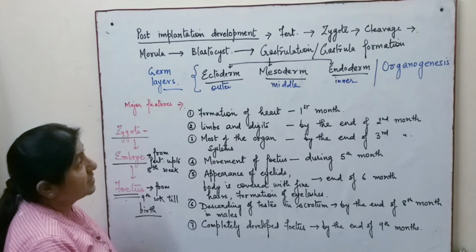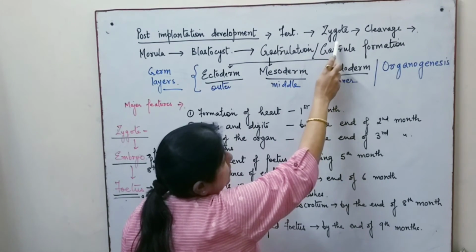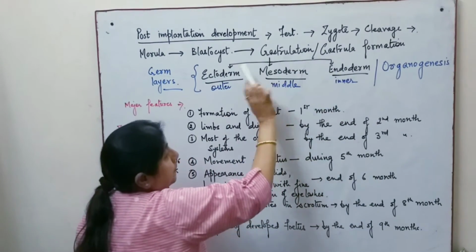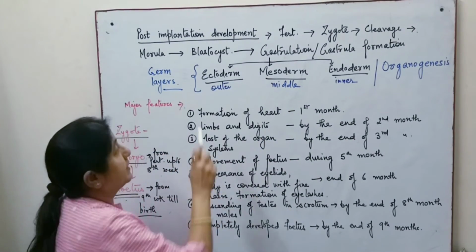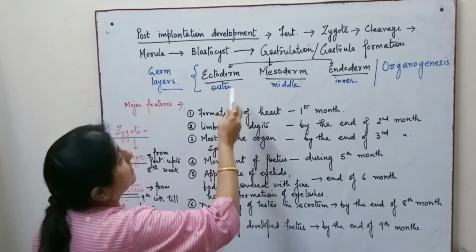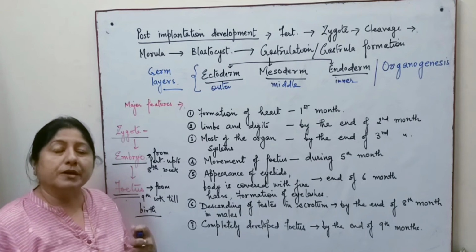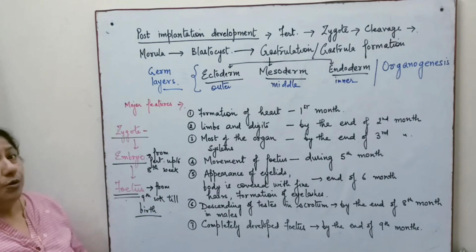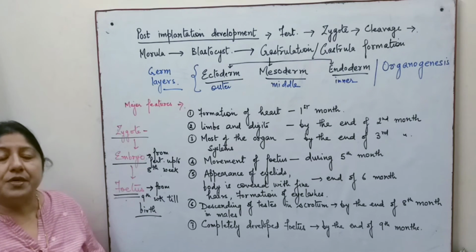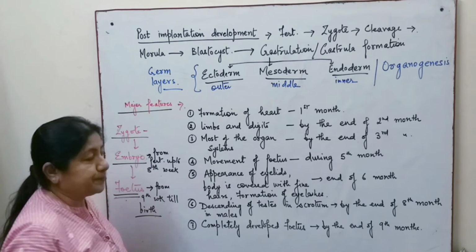So these are the various stages where, soon after the fertilization, the zygote undergoes various stages and finally forms the gastrula, that is the arrangement of the cells into 3 layers forming the 3 germ layers, and these germ layers will undergo the process of organogenesis by which they will form various organs. Also, when we talk of the development of the embryo and the fetus, there are certain major highlights or major features which are taking place.